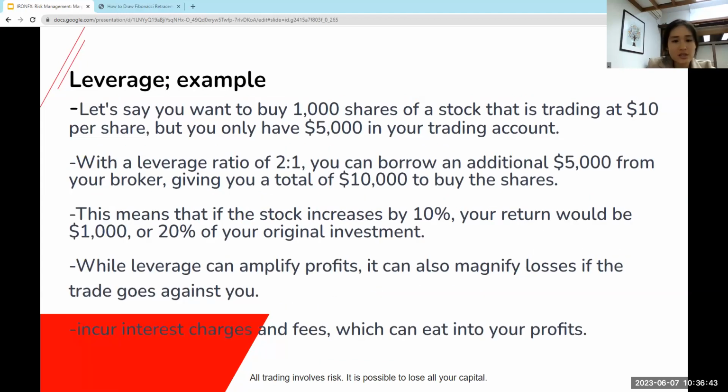So let's take a look at an example. Let's say you want to buy 1,000 shares of a stock that is trading at $10 per share, but you only have $5,000 in your trading account. So with a leverage ratio of 2 to 1, you can borrow an additional $5,000 from your broker, giving you a total of $10,000 to buy the shares. So this means that if the stock increases by 10%, your return will be $1,000 or 20% of your original investment.